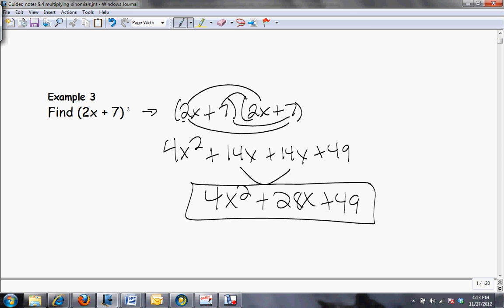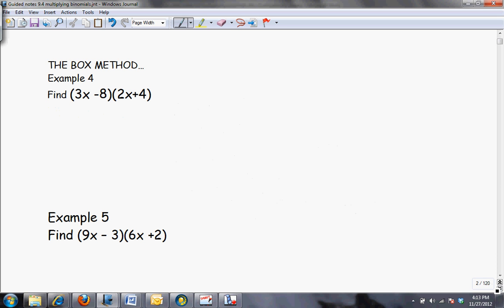Get it? Got it? Good. All right, that's it for FOIL. Let's look at the box method. And like I said, this is just a different method you can choose if you'd like.